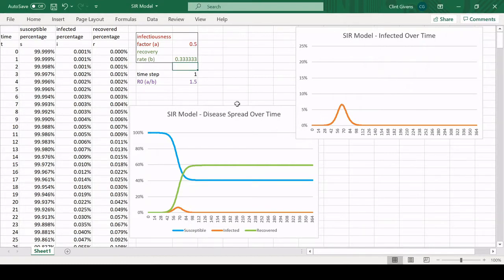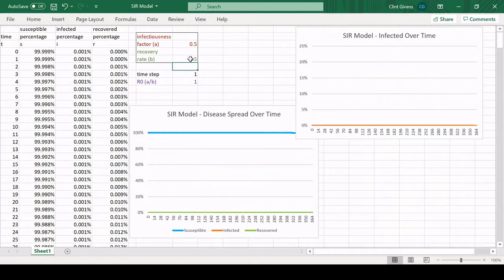Now, a number that epidemiologists and public health experts care a lot about for a disease is R0, the basic reproduction number. It's the ratio of these two parameters, the infectiousness factor and the recovery rate. And if that number is bigger than 1, like it is here, then your outbreak's going to spread. If it is less than or equal to 1, as I can make it by changing this to 0.5, then even if there's a small number of infected people, the outbreak stays steady. The susceptible number is 100%, no infected people.